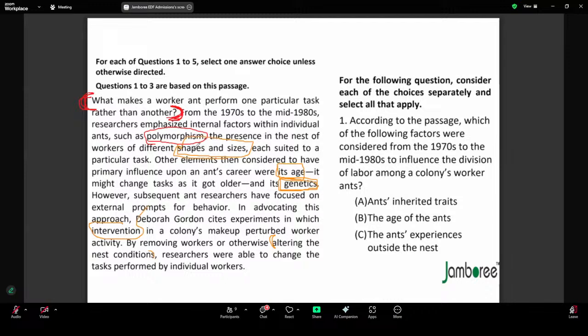So three things are given: depending on your shape and size, you'll get different jobs; age; and genetics might matter. What she's doing is disturbing the makeup of the colony. By altering nest conditions, you can actually change things, which is also similar to human beings. If you're living a certain way, but there's a disruption, then you have to do something else. According to the passage, which of the following factors were considered from the 70s to the 80s to influence the division of labor among a colony's worker ants? Between this and this, that means this does not include Deborah.